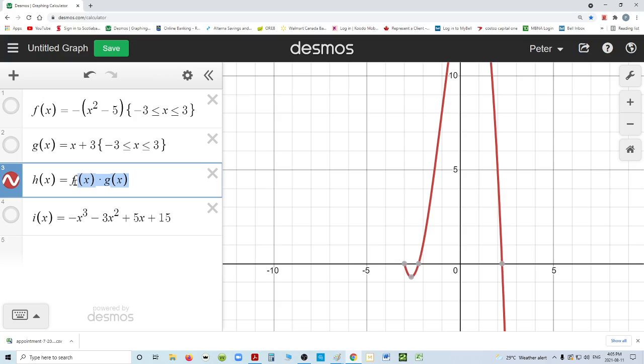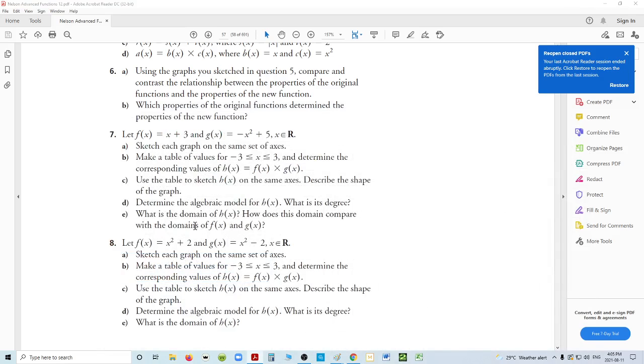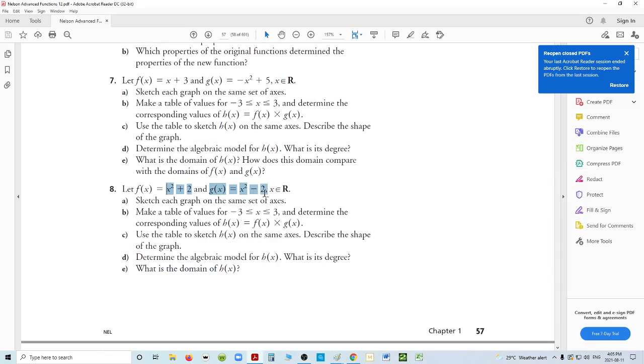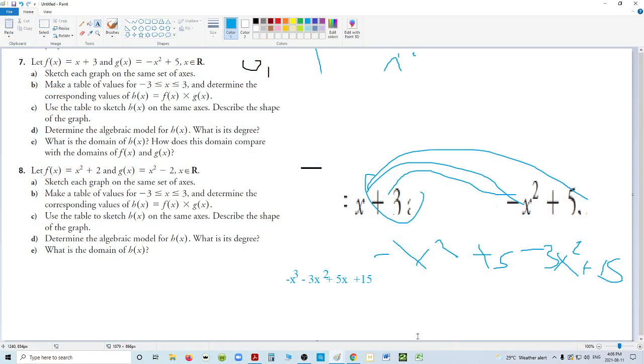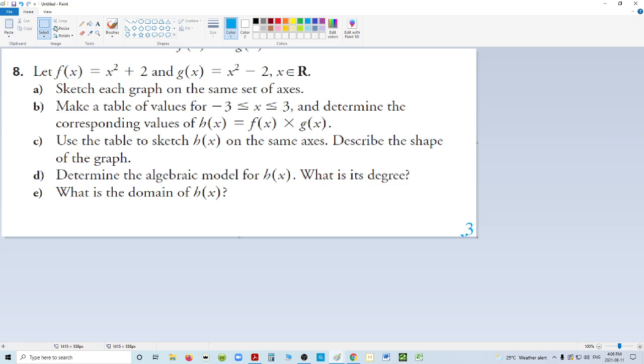So this is the Desmos doing it, and this is our algebraic expansion. And then they ask you to do it again with a parabola and a parabola. So if I multiply a parabola, let's see if we can predict this, okay? I'm just going to make it bigger and crop it.